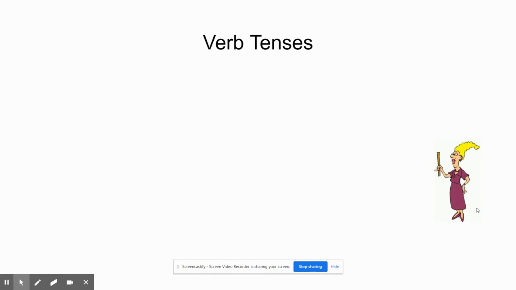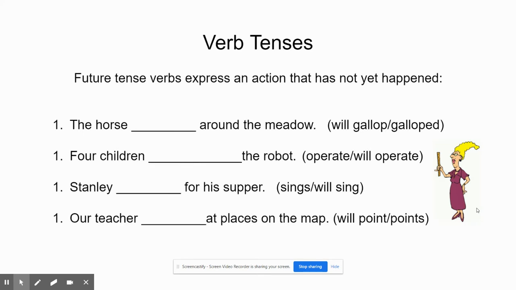Let's try a few sentences. Remember, future tense verbs express an action that has not yet happened. Let's try to find the future tense verbs for these four sentences, all labeled number one. Number one, the first number one. The horse blank around the meadow. Right, will gallop. It shows it has not yet happened.